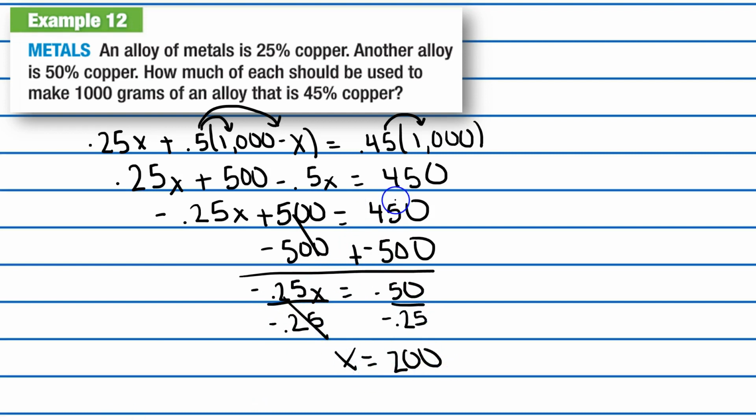So now we know how much alloy metal is needed for 25% copper. We have 200 grams for 25%. And now we need to find out how much it would be for 50% copper. We already have a total of 1,000. 1,000 minus 200 is 800. 800 grams for 50% copper. Done.